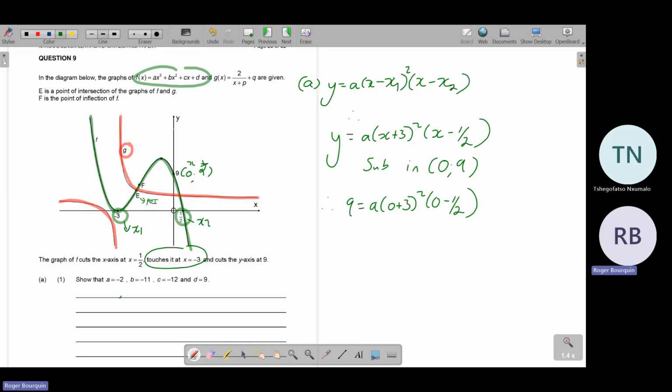How do we get it? I subbed in 0, 9. Oh, so you've got to sub in another point. You happy? Those are the intercepts. That's the one that repeated. Okay? Solve for A. A should be a negative number.